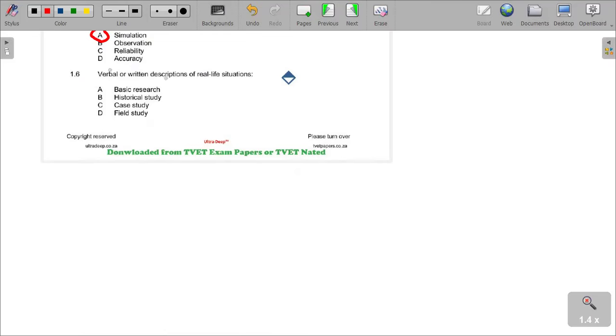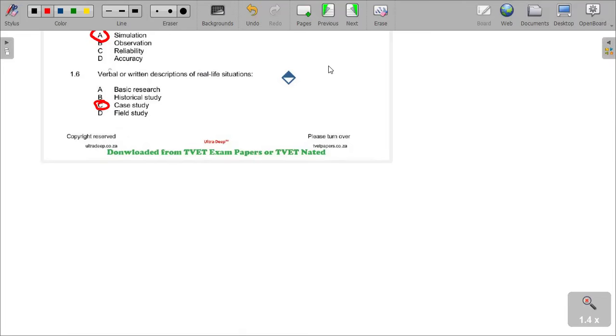So let's now go to 1.6. Verbal or written description of a real life situation. That's what you call a case study. A case study is based on real life situations. We talk about a case study of maybe famine in other countries like Somalia. There's a case study that was carried out for drought and also for hunger. Real life problems, and records are kept.